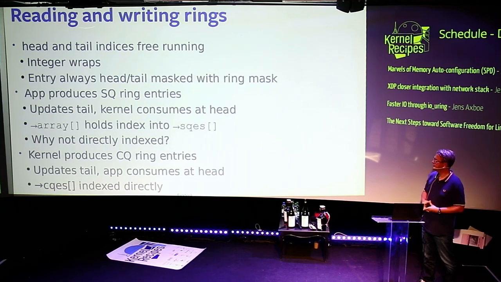The application will produce the submission queue entries. Once it does that, it'll update the tail, and the kernel consumes at the head. I think everybody who does rings does things a little differently, but that's how it works in io_uring. So you update the tail, that's the producer, and the consumer will consume at the head.